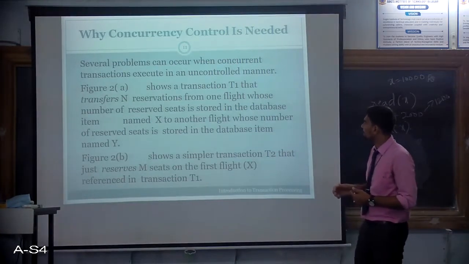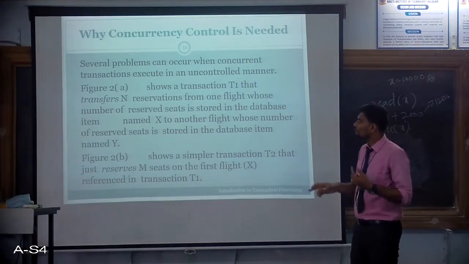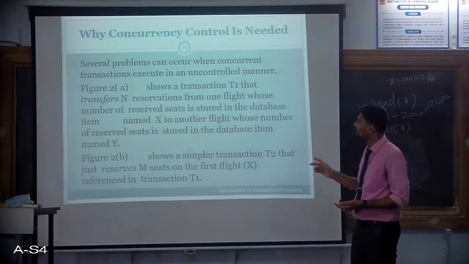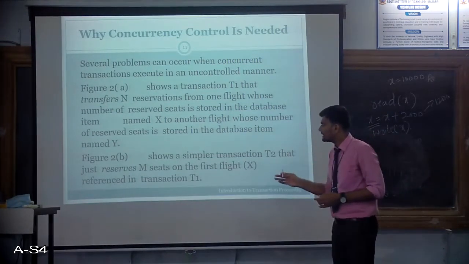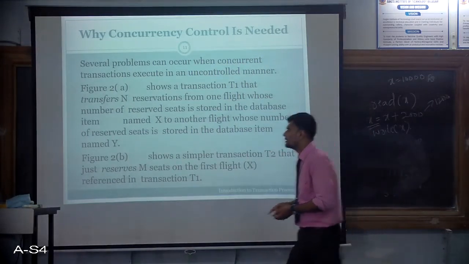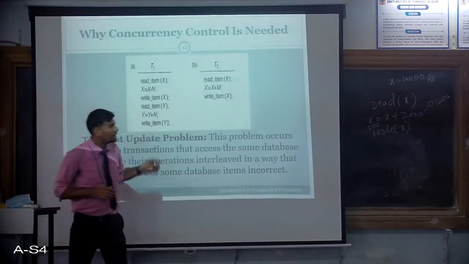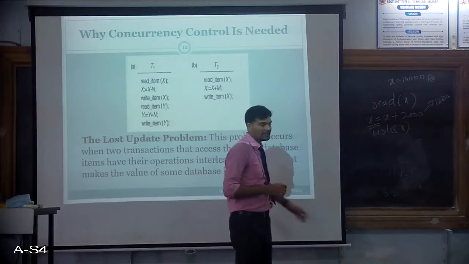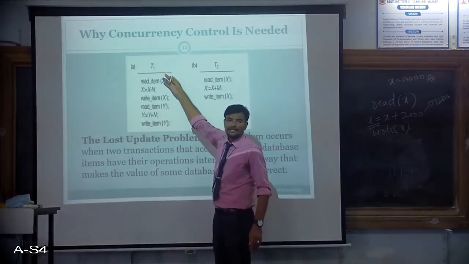Figure 2a shows a transaction T1 that transfers n reservations from one flight, whose number of reserved seats is stored in the database item named X, to another flight, whose number of reserved seats is stored in the database item named Y. Okay, so in the figure you can see we have a transaction T1 and a transaction T2. So what is transaction T1 doing?